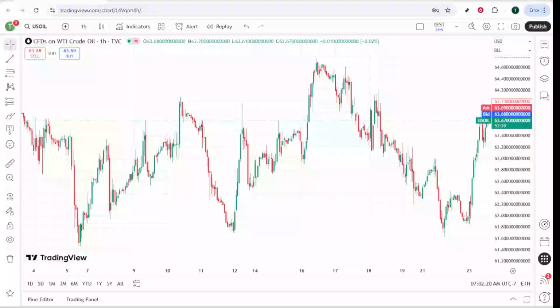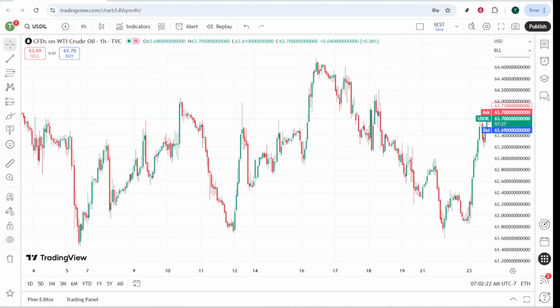In today's video, I'm going to teach you how to enter a trade on TradingView. Whether you're looking to refine your trading skills or just getting started in the world of trading, this guide will walk you through the essential steps to make a trade using this powerful platform smoothly and confidently.